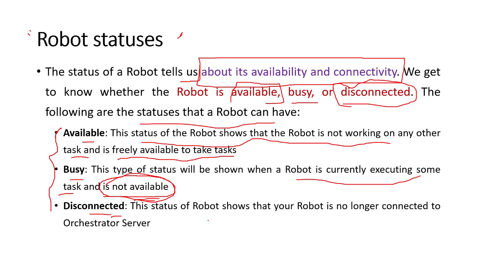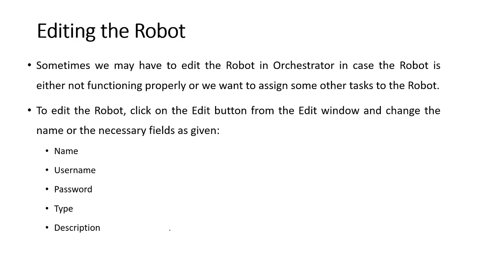Disconnected means this status of the robot shows that your robot is no longer connected to the server. So first you need to connect to the server, then you can assign the task, or you can see the log status of the robot, and so on. Clear? Okay, now we shall see about editing the robot.